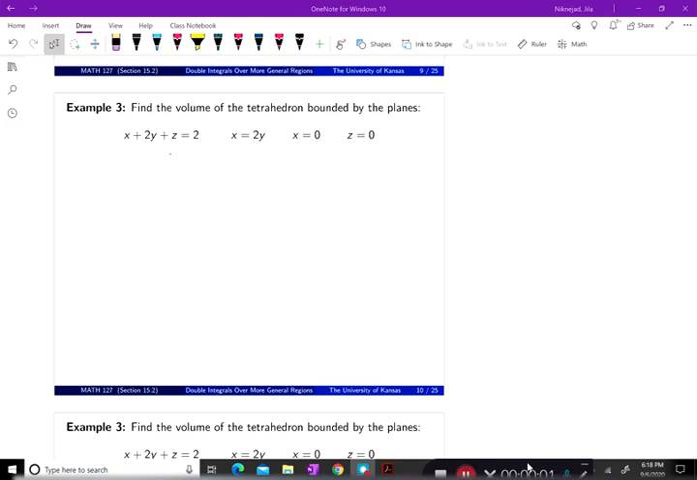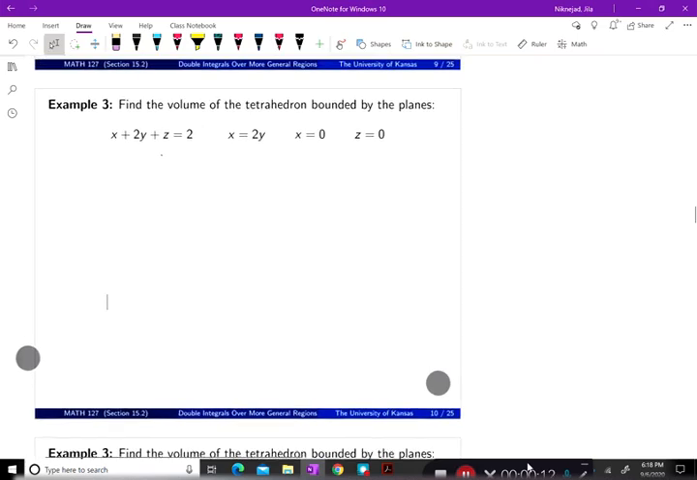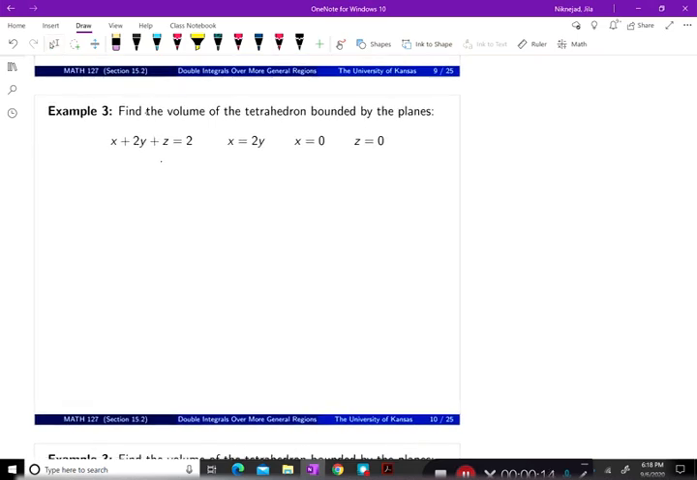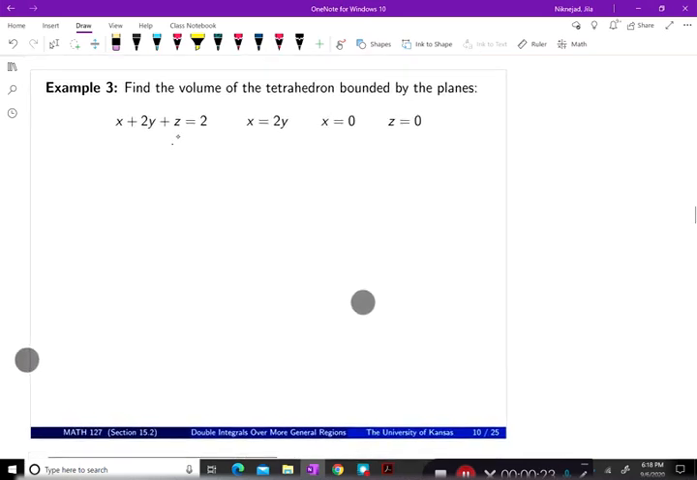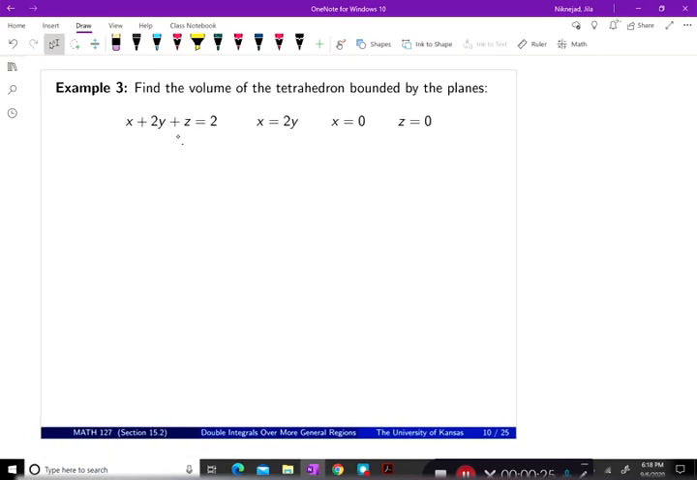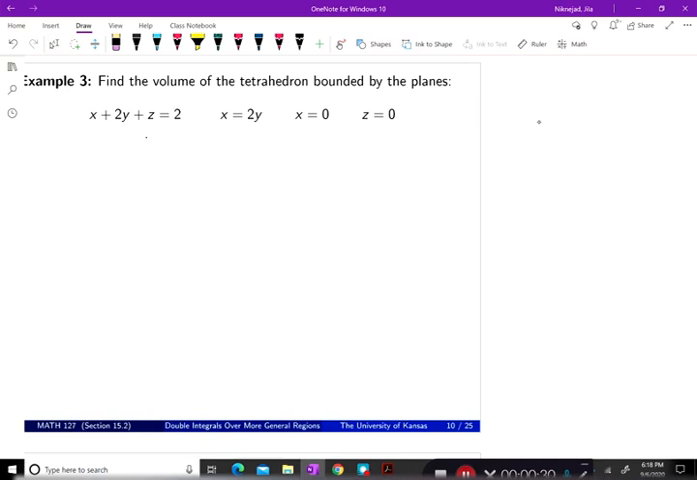Continuing section 15.2, double integral over general regions, and again another simple region basically. So this is example 3. Find the volume of the tetrahedron bounded by the plane x plus 2y plus z equal to 2 and x equal to 2y and x equal to 0 and y equal to 0. So let's try to graph this in 3 dimensions first.